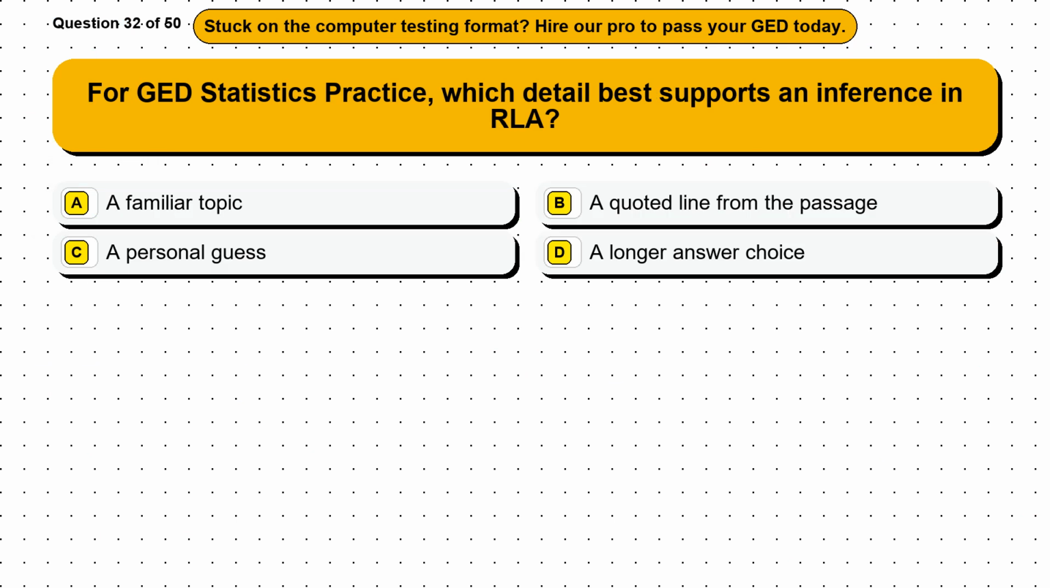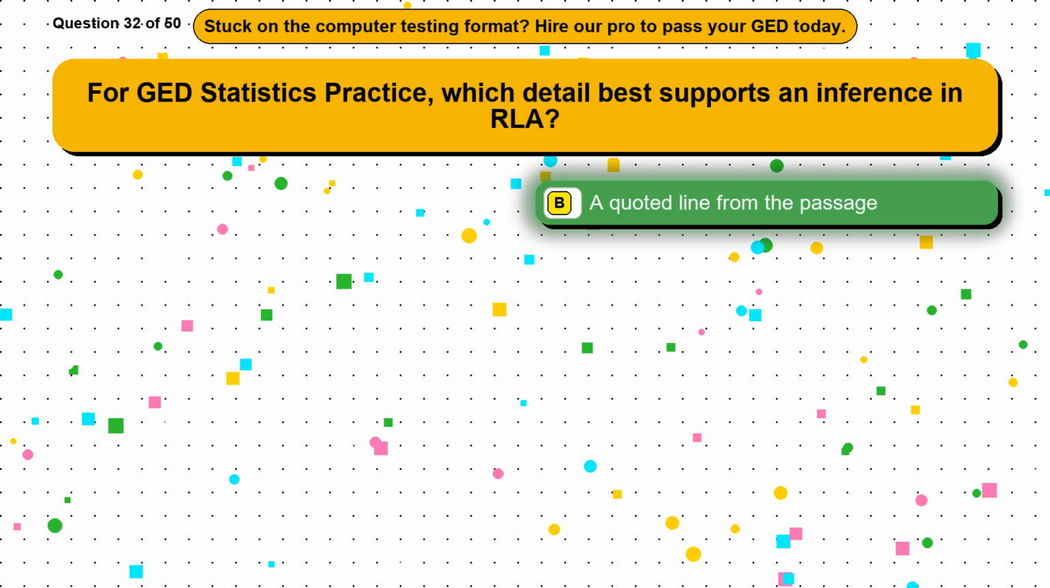Question 32. For GED Statistics Practice, which detail best supports an inference in RLA? Option A. A familiar topic. Option B. A quoted line from the passage. Option C. A personal guess. Option D. A longer answer choice. The correct answer is option B.